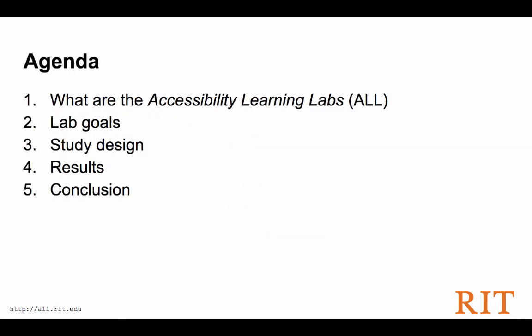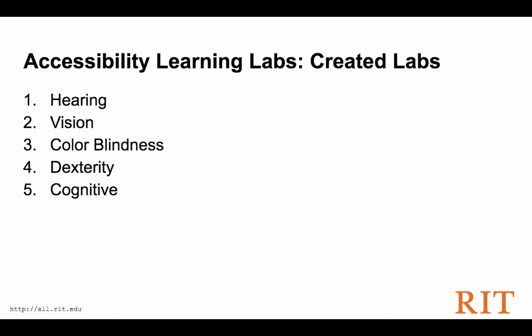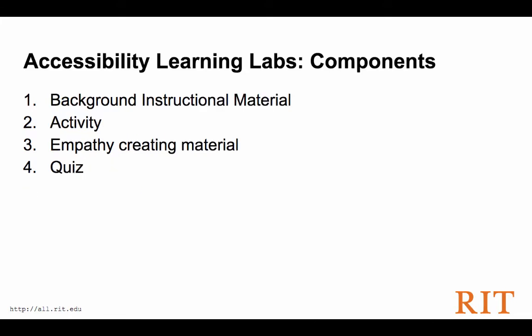So what we'll talk about today is what are the accessibility learning labs, what are the goals of the labs, our experimental study design, our results, and a conclusion. So the accessibility learning labs are labs that are self-encapsulated and focus on educational accessibility material, and they require only a browser and internet connection for usage, so there's nothing for any adopter to install. Each lab focuses on a different accessibility focus, and these are hearing, vision, colorblindness, dexterity, and cognitive accessibility challenges.